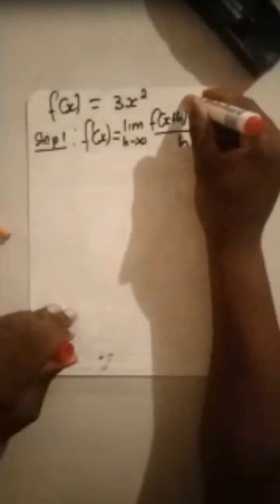Right? That is the formula that we use for differentiation from first principles. However, guys, we have a problem. We have a bit of a problem here on f of x plus h. So I want to take you back to function notation.